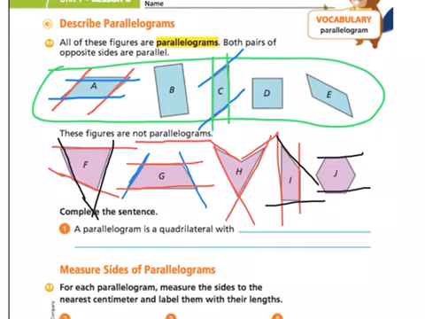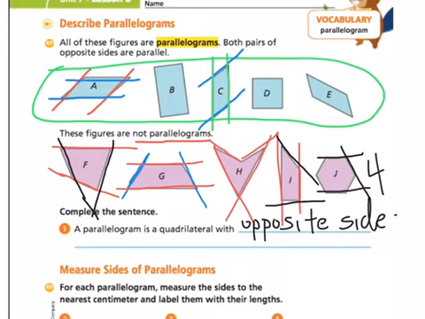And this hexagon, the reason this hexagon is not a parallelogram is because it needs to have 4 sides. So that's the reason that the hexagon cannot be a parallelogram. So a parallelogram is a quadrilateral with opposite sides that are parallel.